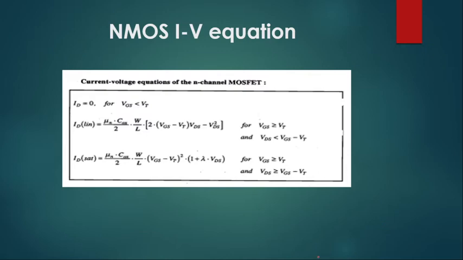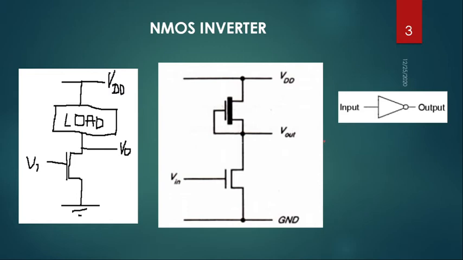Whenever we have to find in which mode a transistor is working, one simple trick is there. You should compare VDS with VGS minus VT. I will make a video on this concept also, on how to find which mode the transistor is working in. But for this video you can understand that VDS should be compared with VGS minus VT. That is the only thing you are supposed to do.